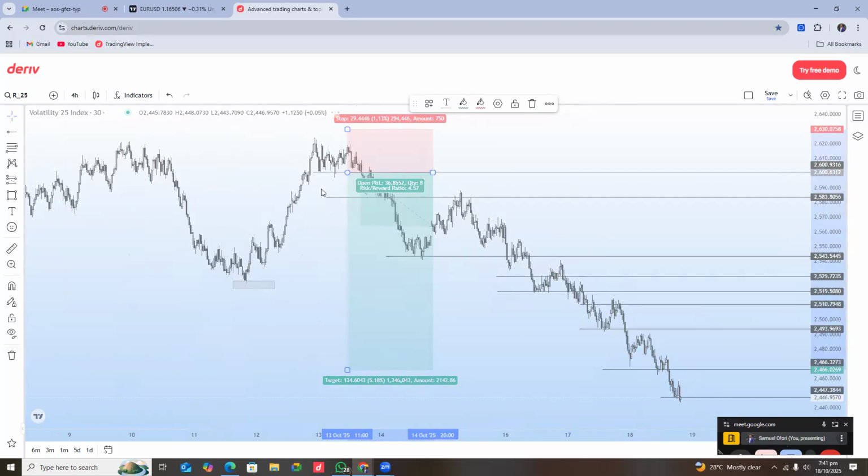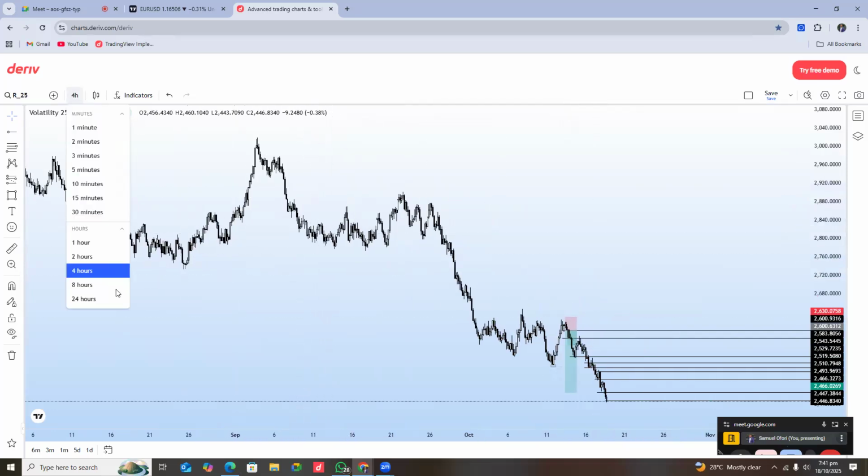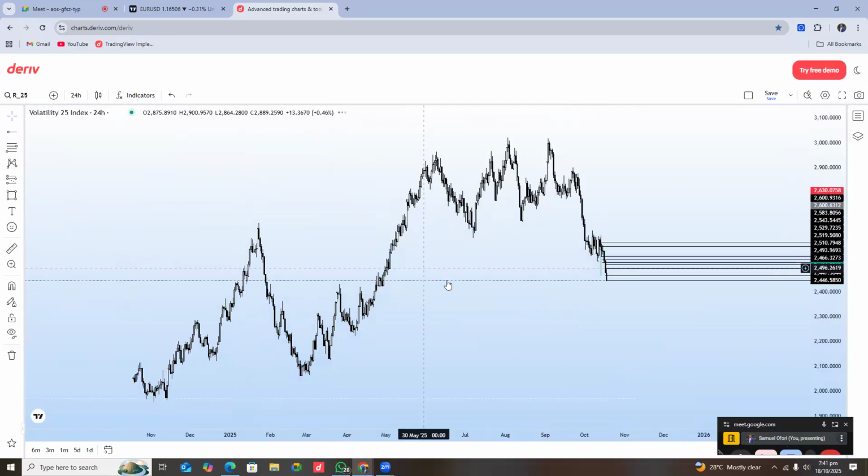So let me show you something. I'm going to the 4 hour time frame. I won't see it well. From the daily time frame, I know that this market is going to sell all the way to the bottom here.